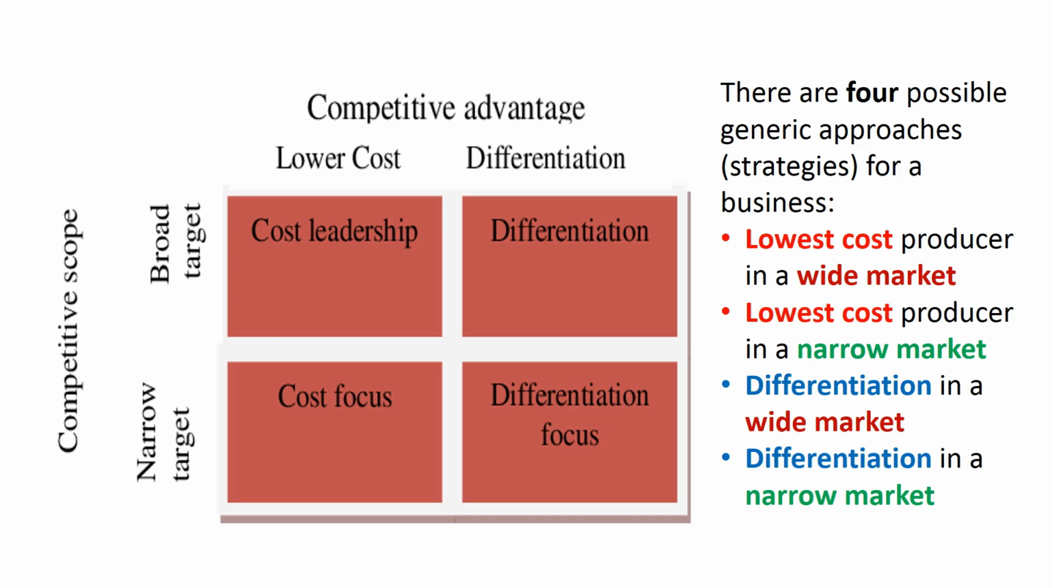I don't want you to get too hung up with this kind of terminology. But what I do want you to understand is that there are basically 2 strategies for a business to achieve a competitive advantage, that is a lower cost strategy or a differentiation strategy, and that strategy can be applied either against a wide competitive scope, that is a wide market, or a narrow competitive scope, that is a narrow market.